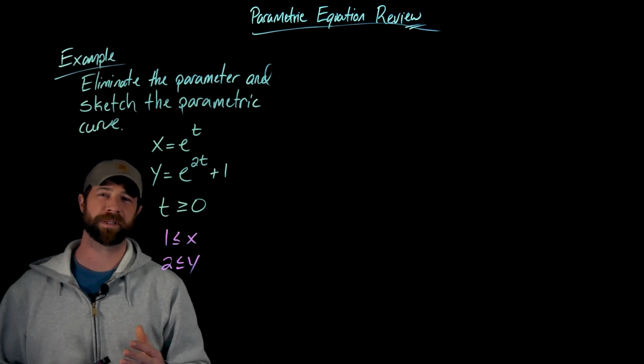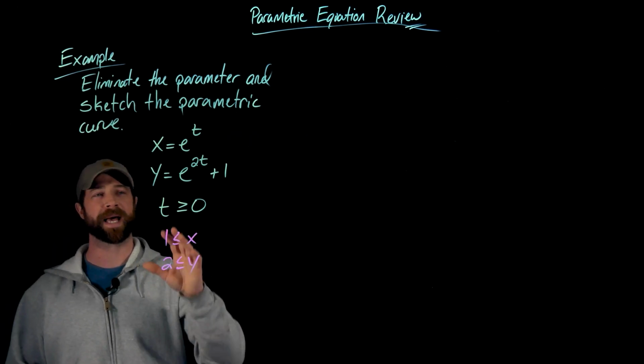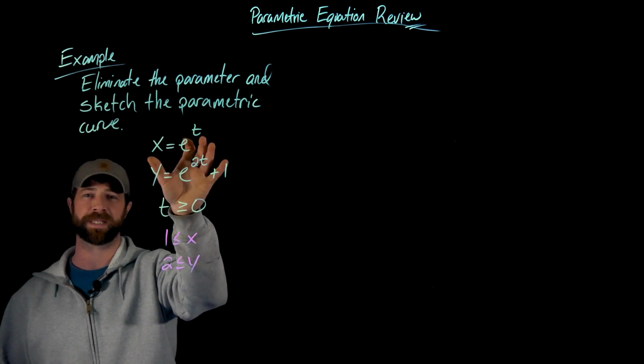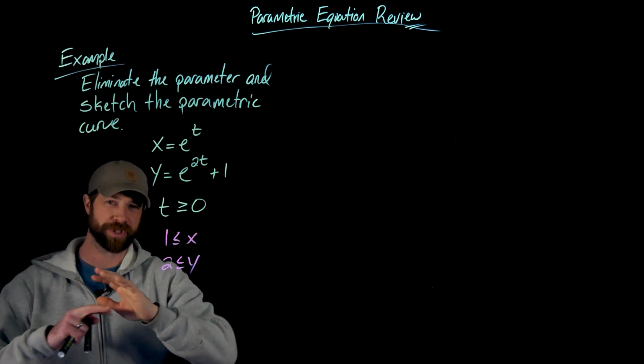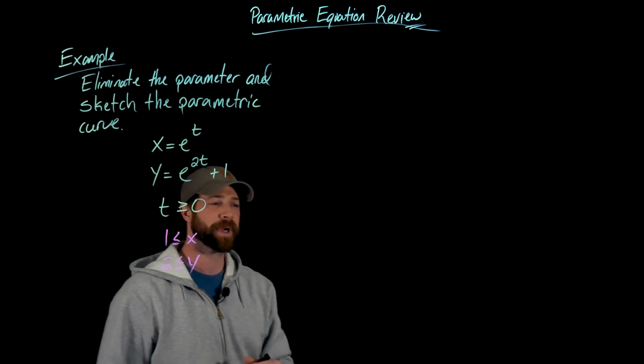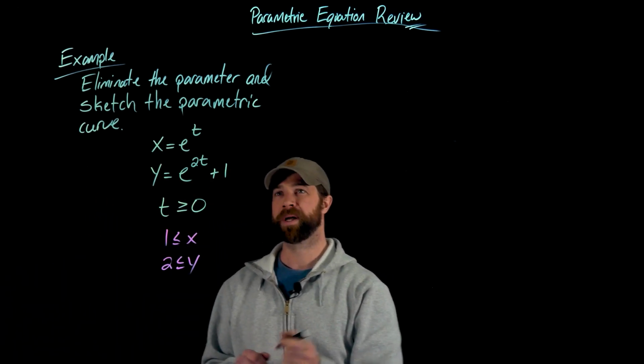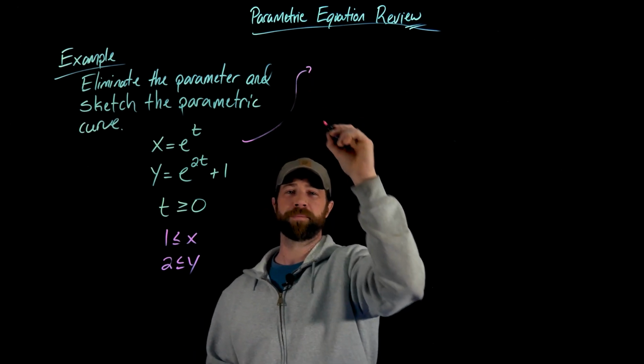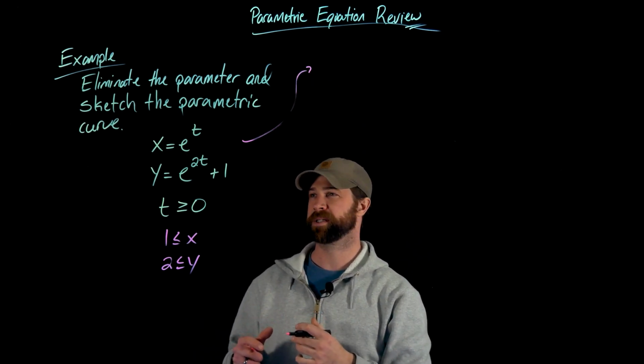So now let's talk about eliminating the parameter. And again, as I had said, I could apply the natural log to both sides of this and plug that in. That actually works just fine. I'd end up with exactly the same solution. But I want you to see this trick right here, because you might find a use for it moving forward when you have more complicated parametric equations.